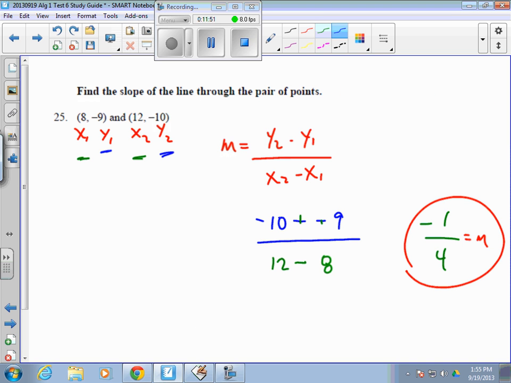25 says find the slope. The slope formula is y sub 2 minus y sub 1 over x sub 2 minus x sub 1. So just plug the values in. We all know it's xy, xy. We'll just call the first point sub 1, the second one sub 2.